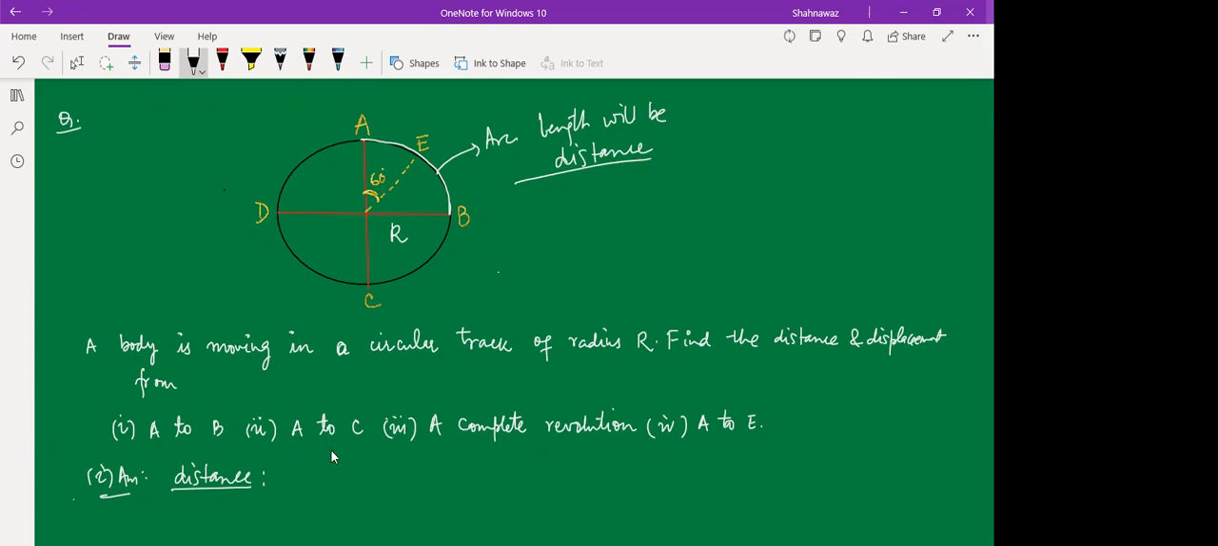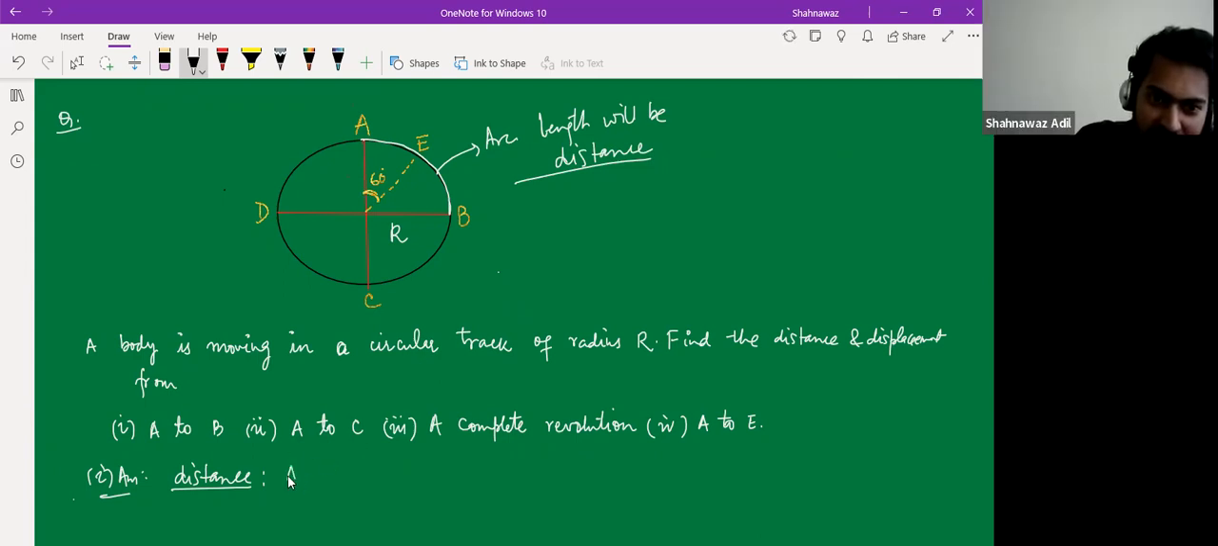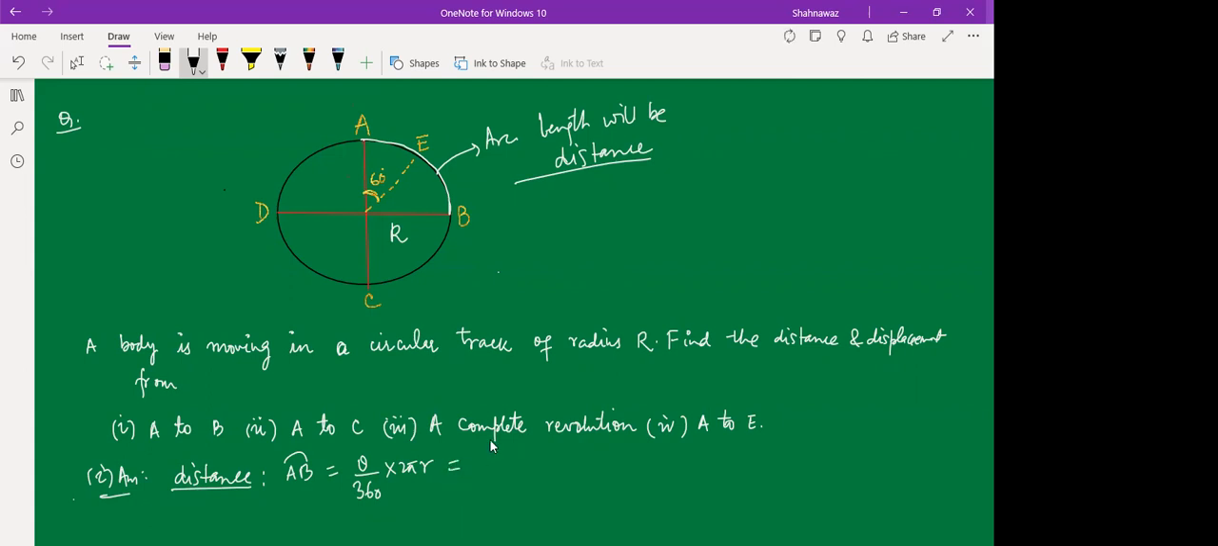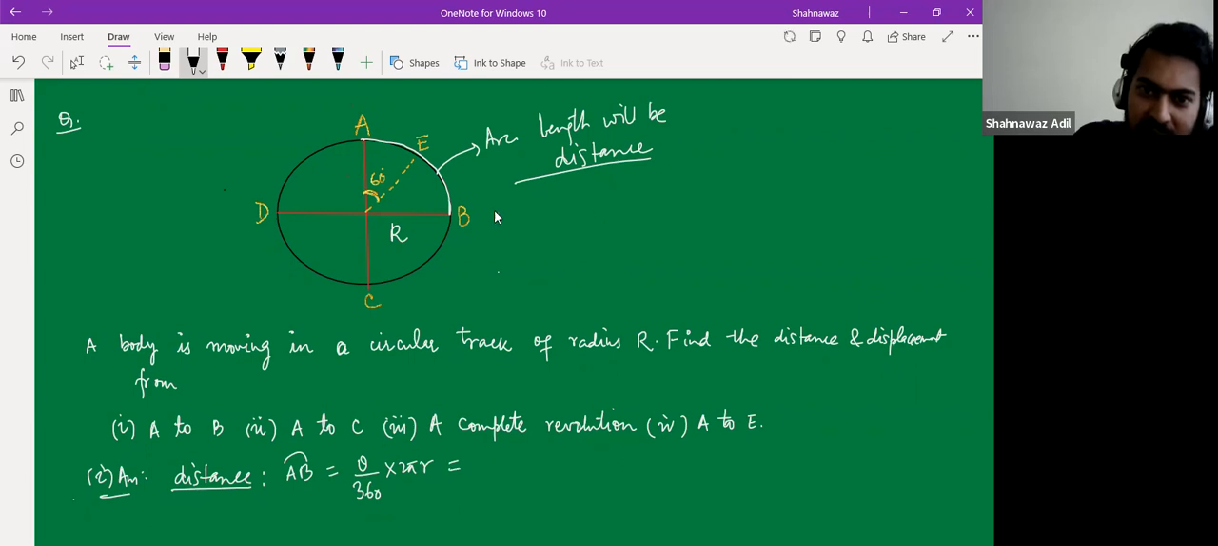Yes, sir. Okay. So in your 10th class, you have already learned that the arc length, let's say arc AB, right? This will be what? Theta by 360 into 2 pi r, right? It is also one quadrant, so you can directly calculate because the total length will be, let's say, the total circumference. You can solve it by two means. One is that you calculate the arc length or the distance, or you use the geometry analogy and calculate only the first quadrant length. This could be the two approaches.